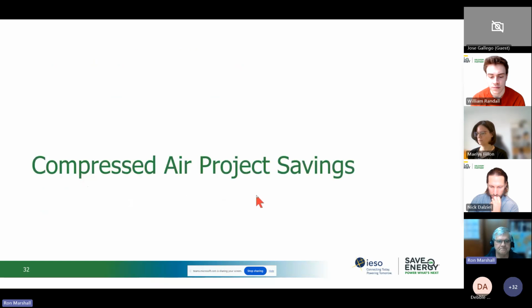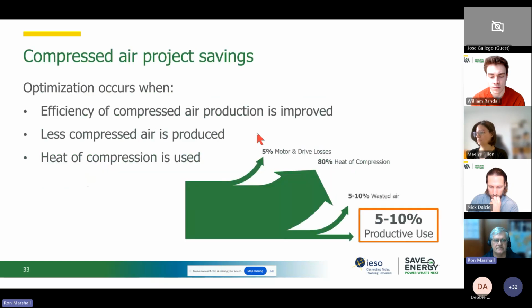If you're measuring pressure. Okay, let's look at air savings now. Air savings, right? Compressed air project savings optimization occurs when we improve the efficiency of the compressed air production, right? So we might do that by replacing the compressor with a more efficient one, or getting it to operate a little bit better.